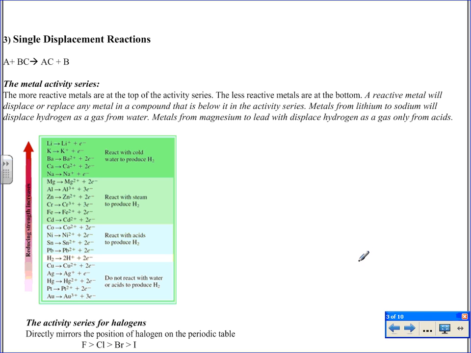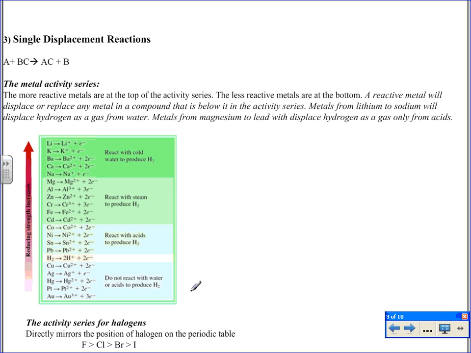Single displacement reactions are examples of what are called redox reactions, where we involve an electron transfer. There's a whole section dedicated to redox reactions that we're going to study later, but we can manage at this time some of the basic redox reactions, which are single displacement reactions. So as you know, the general format for this kind of reaction is A plus BC going to AC plus B. So we can either have a metal displacing another metal, or we can have a non-metal displacing another non-metal here.